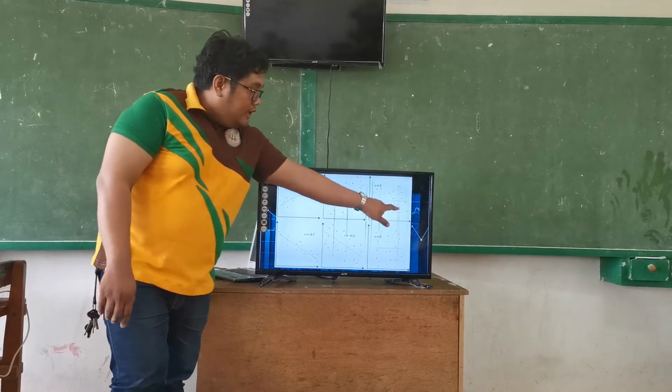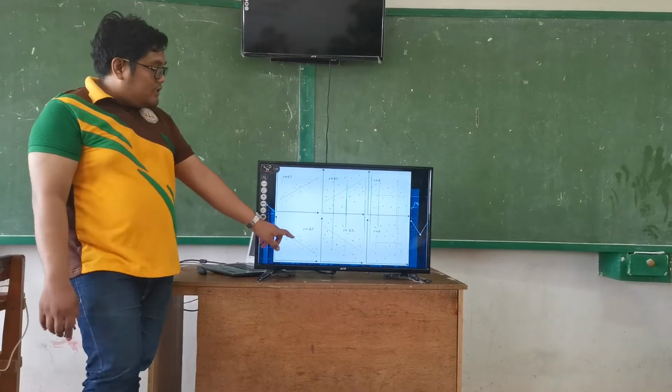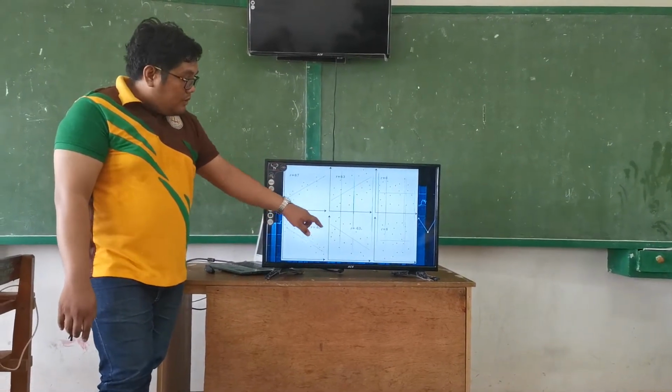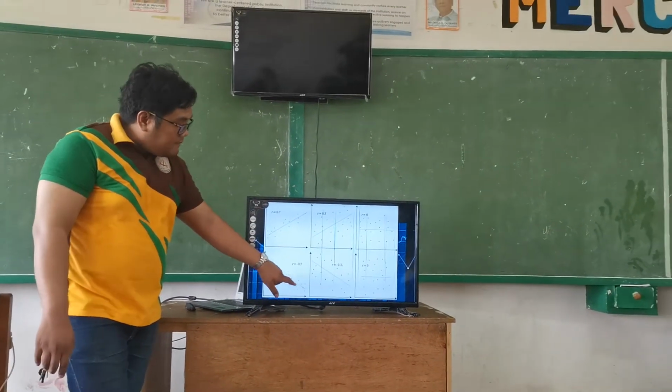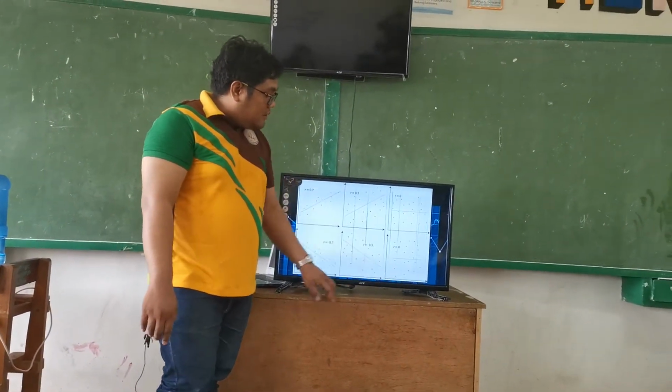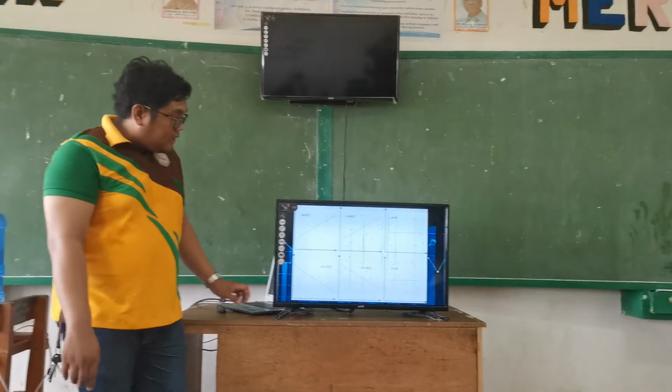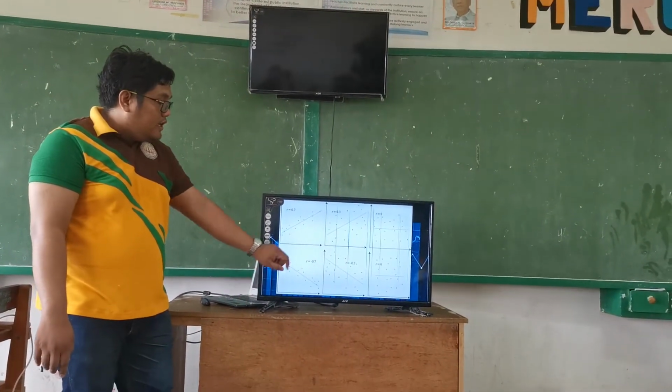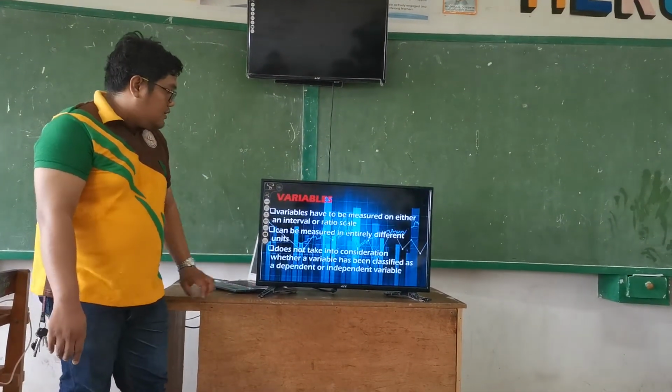So this is your line of best fit. You also have -0.7, where your line of best fit would have a negative slope, and then -0.3, and then R equals 0.